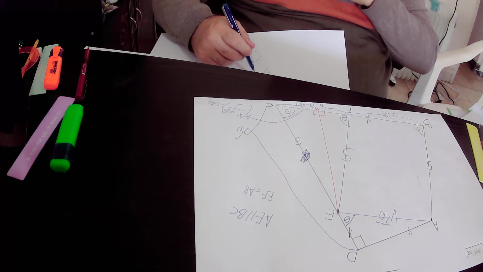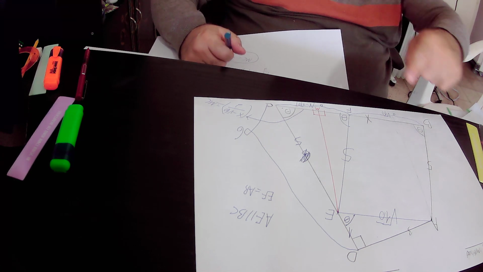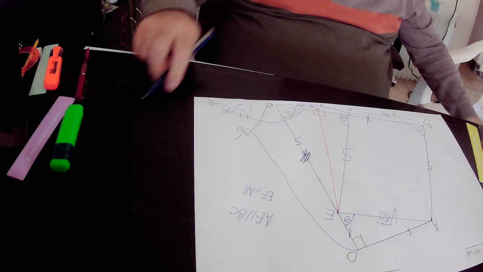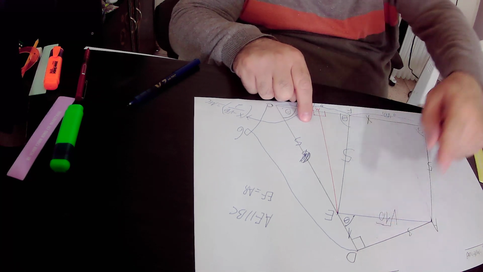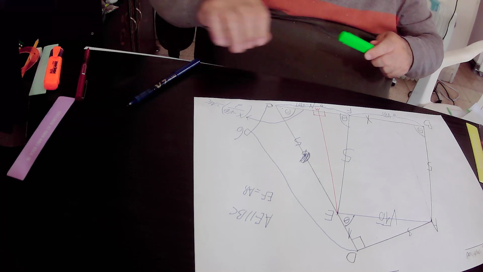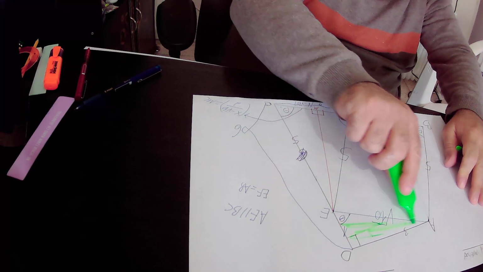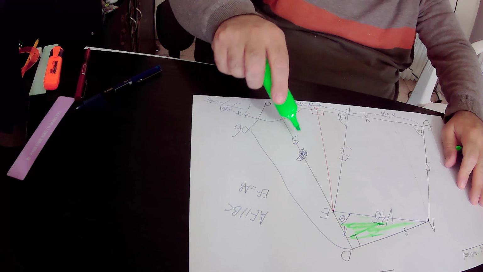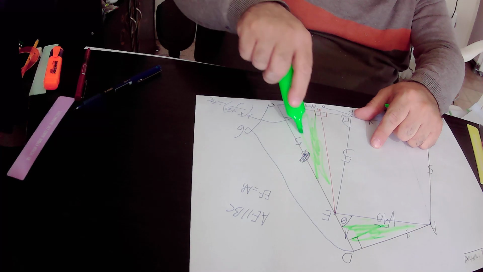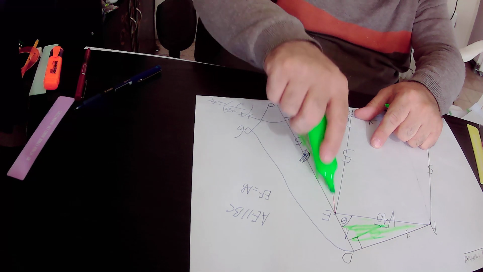In the next step, we will prove that the right triangle ADE is similar to the right triangle EMC. We will prove that those two right triangles are similar to each other. So maybe I will print them in the green color and prove that the right triangle ADE is similar to the right green triangle EMC. Why are those two right green triangles similar to each other?